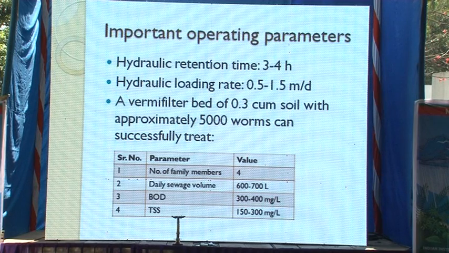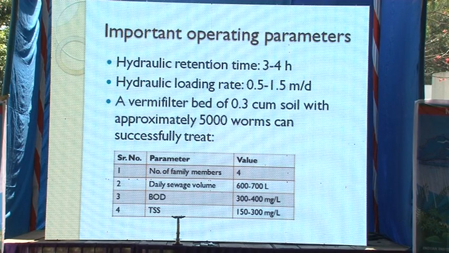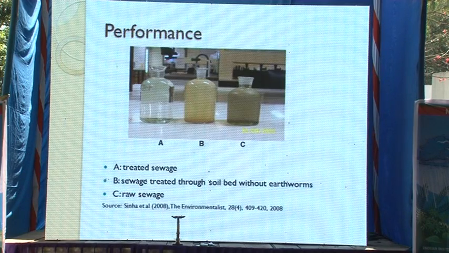If you have a family of 5 or 4 persons, maybe a small place is required where you can treat about 600 to 700 liters of wastewater generated by that family, and you can achieve about 90% BOD removal, and the same water can be reused for flushing or in gardening within that premises itself.